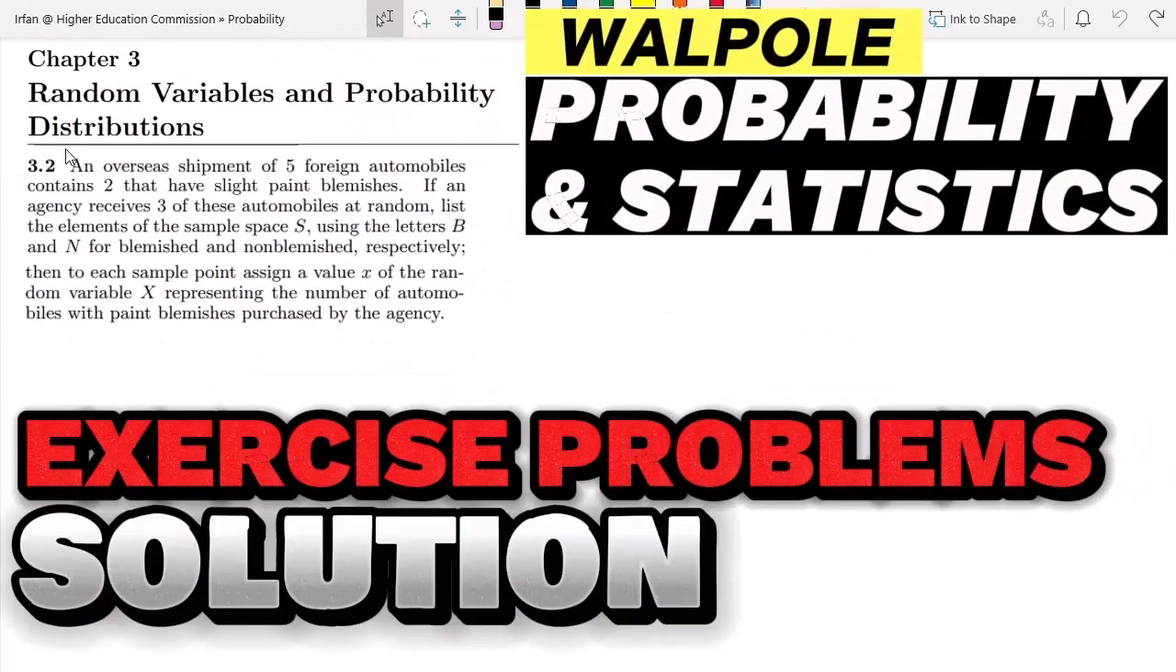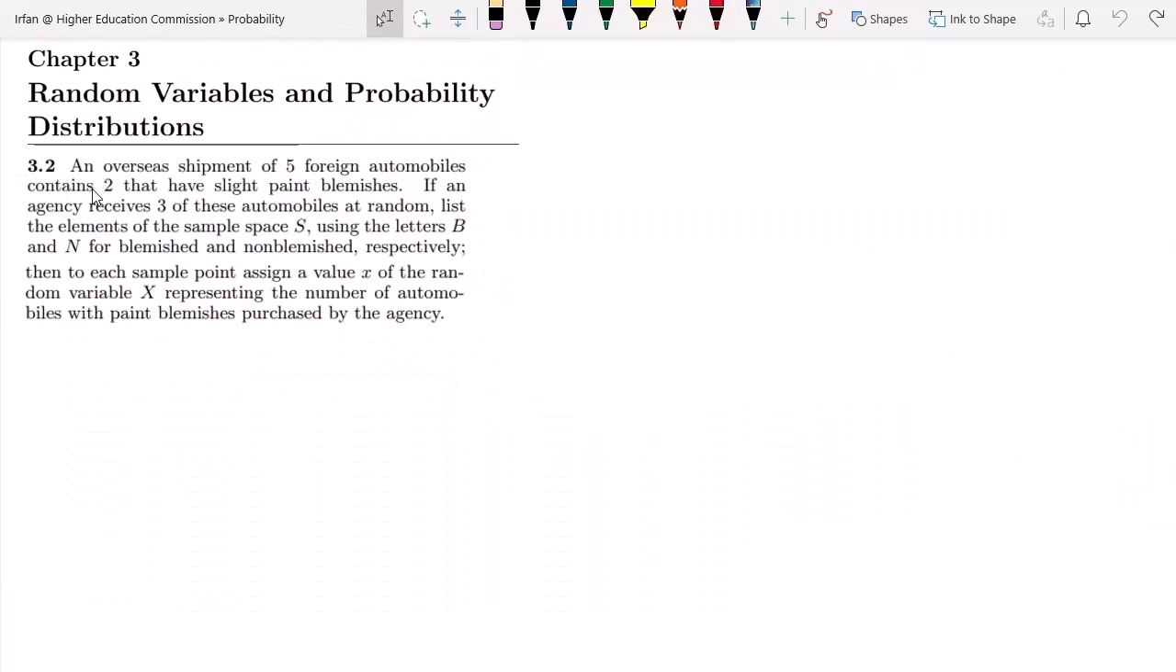Welcome back, guys. This is question 3.2 of chapter 3. And the statement of it is, an overseas shipment of 5 foreign automobiles contains 2 that have slight paint blemishes, okay. So if an agency receives 3 of these automobiles at random, okay, so basically the agency has been receiving 3 automobiles which are selected at random, okay, and of these automobiles list the elements of the sample space using the letters B and N for blemished and non-blemished, okay.